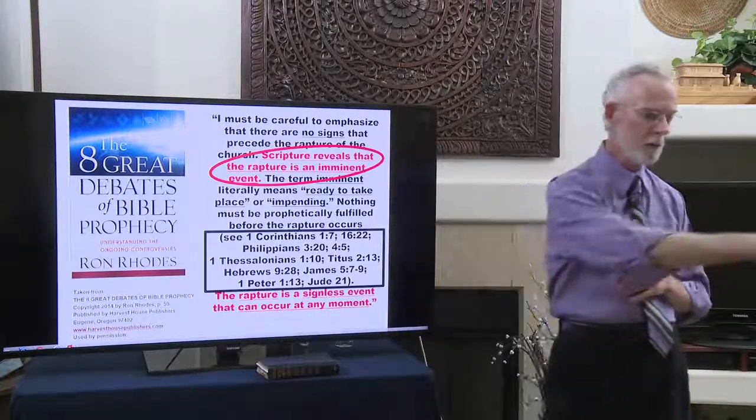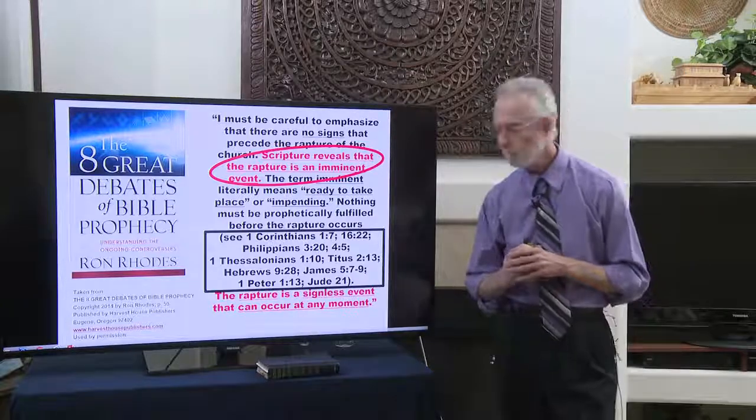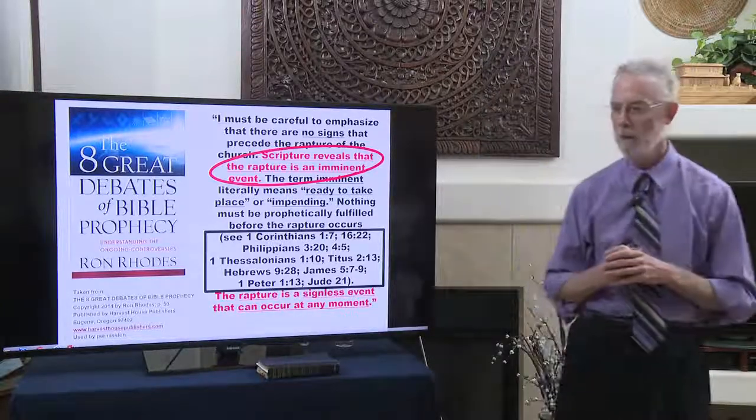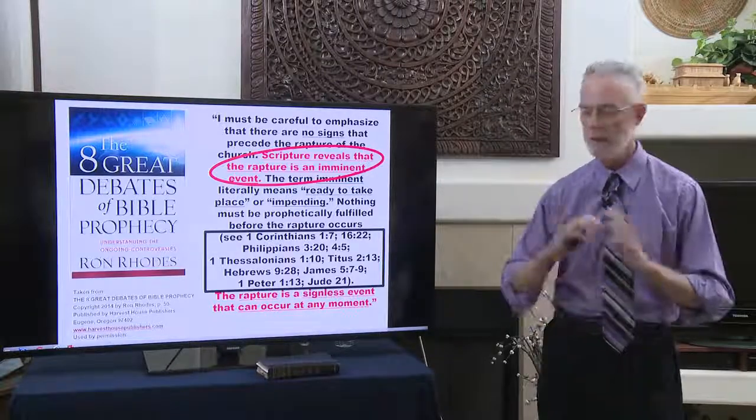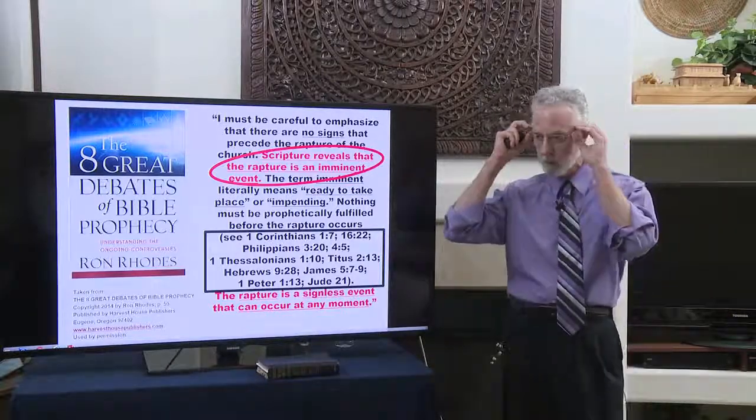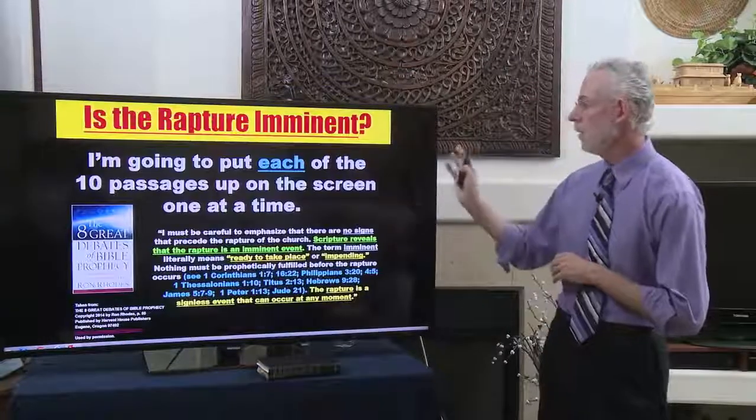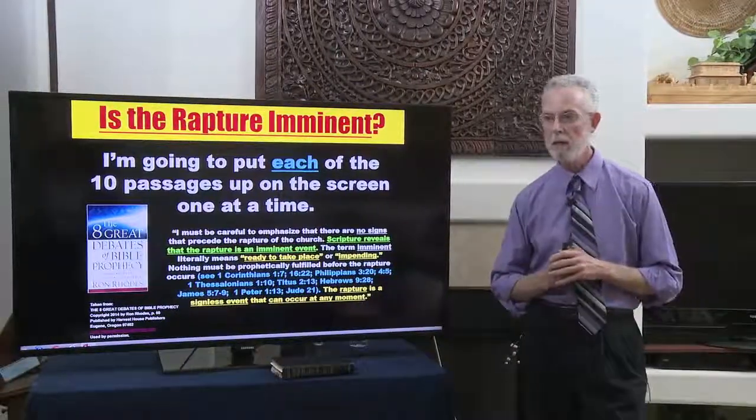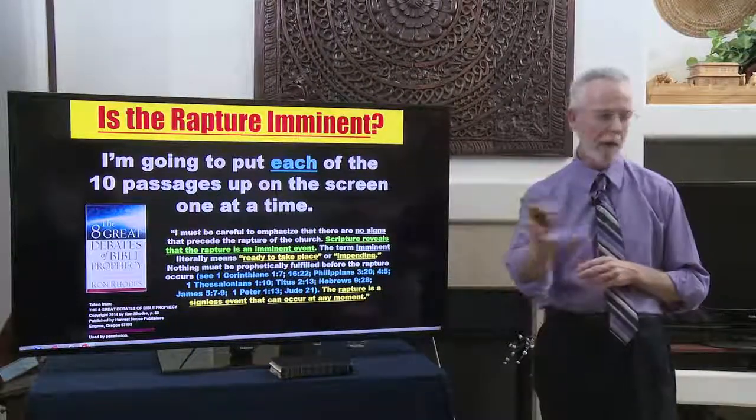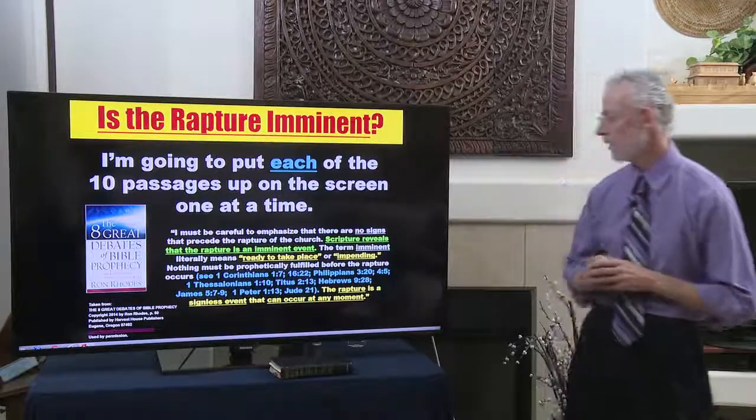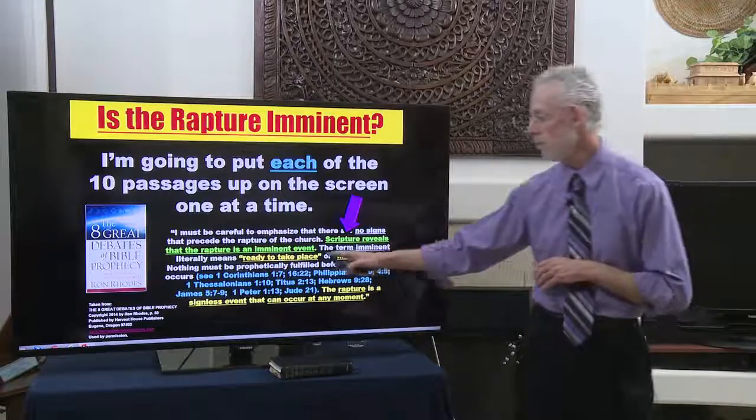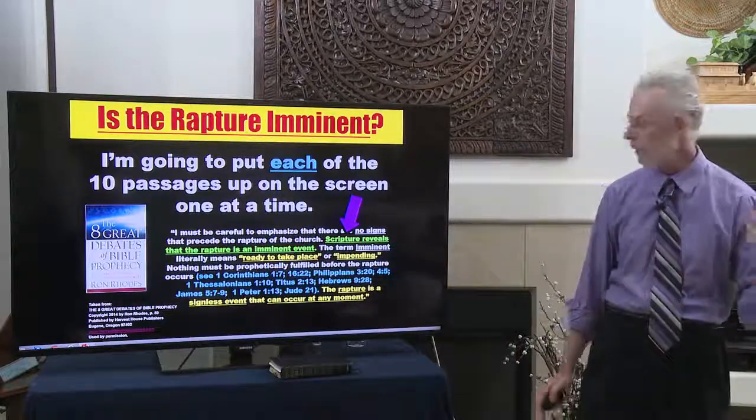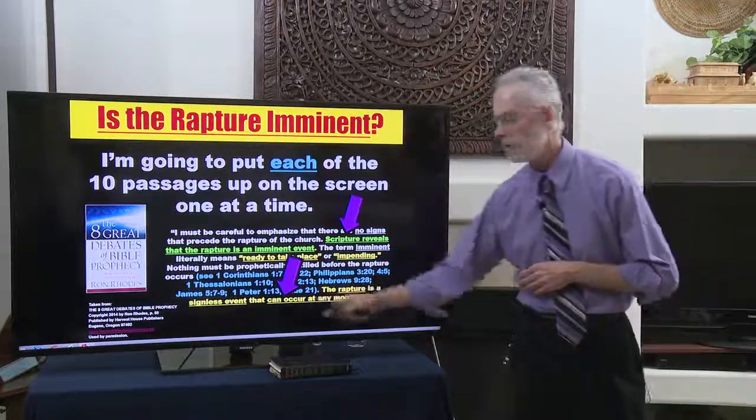So on the sheet I gave you, you have those 10 passages of Scripture. All right, so here's what we're going to do. We're going to do a little activity tonight. And again, I'm not going to collect this or ask you to show it to me. It's just for your own purposes. But here's what we're going to do. I'm going to put each of those 10 passages up on the screen one at a time. And now remember what Ron said. He said Scripture reveals that the rapture is an imminent event, that it could happen at any moment, right? He said the rapture could occur at any moment.